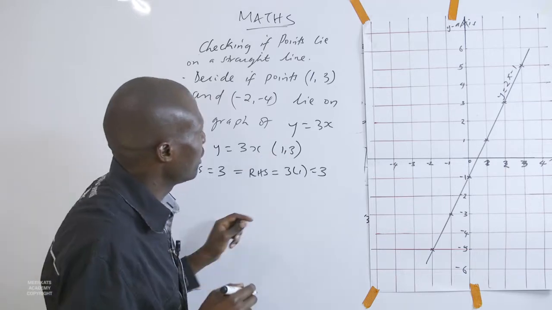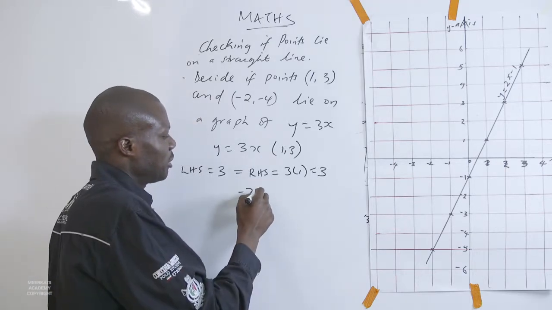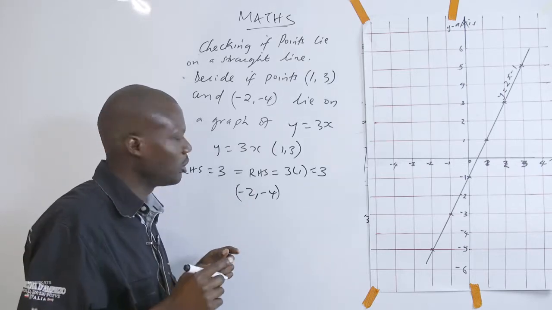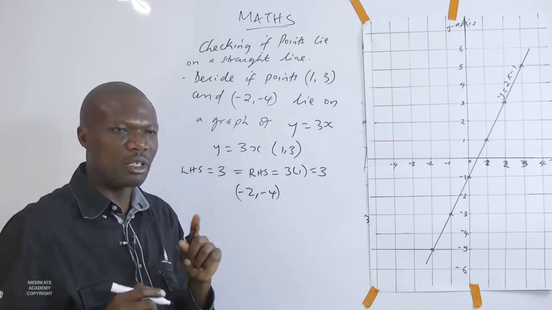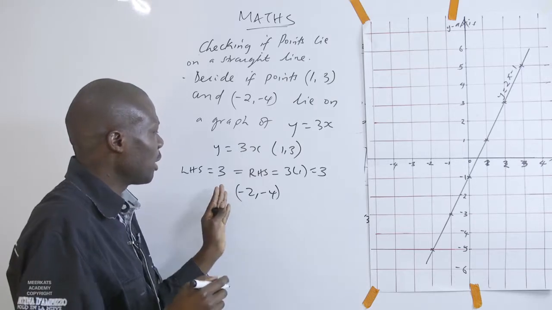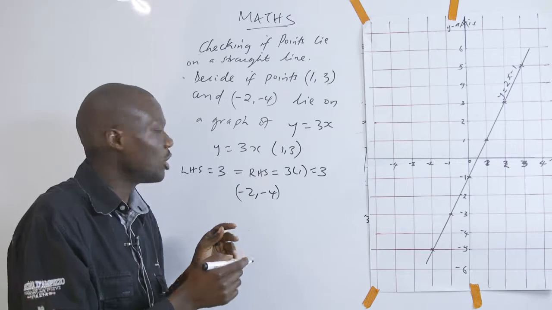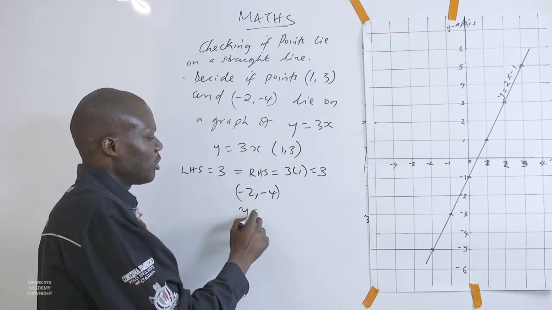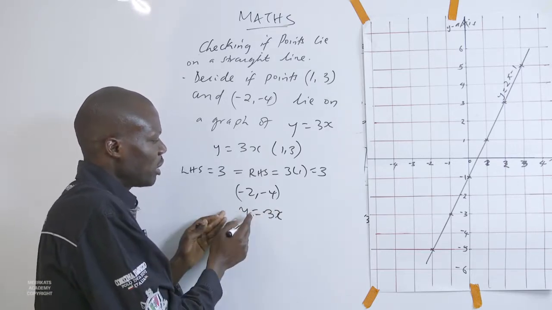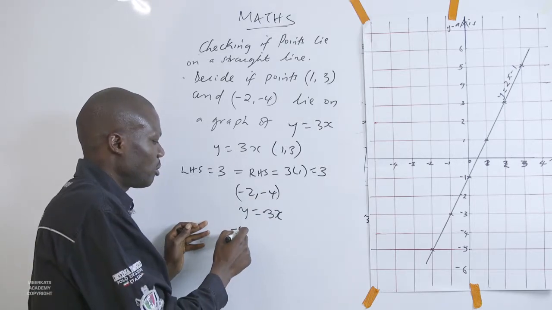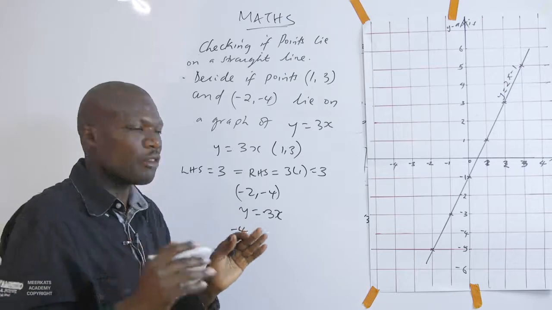Let us look at the second one. We have -2, -4. -2, -4 simply means that we look at the left-hand side. Where we have y, we substitute. The equation is y is equals to 3x. What is the value of y in this coordinate here? Y is minus 4. So put minus 4 here. That is on the left-hand side.